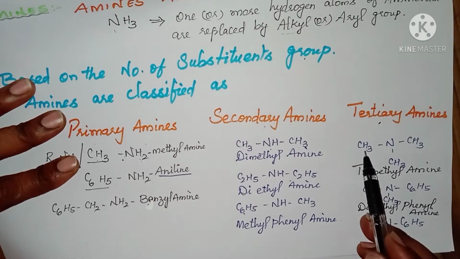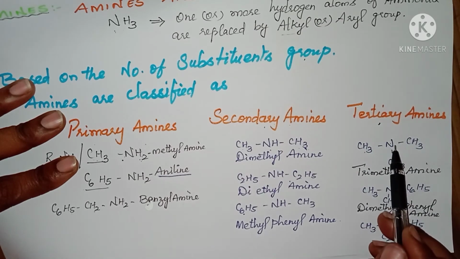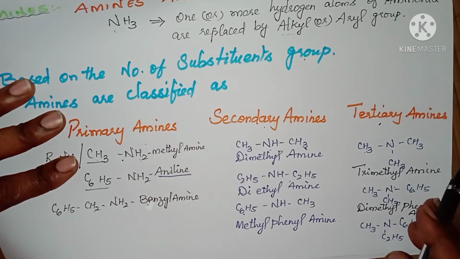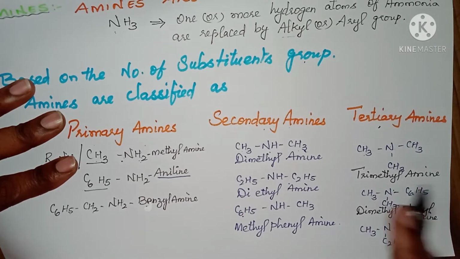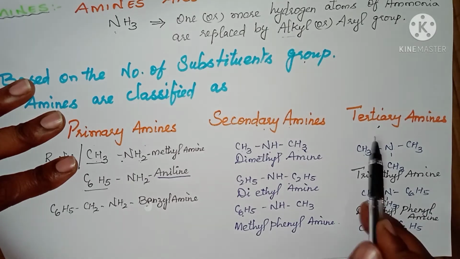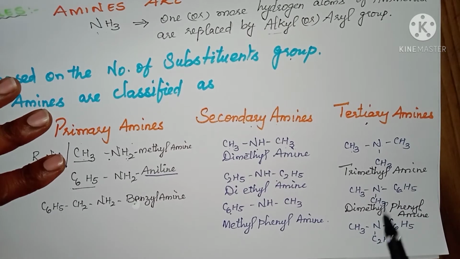Okay, here CH3, N, CH3, here also CH3. That means there is no hydrogen atom. Remember that for a tertiary amine, there is no hydrogen atom attached to the nitrogen. So that is called tertiary. You remember that trick, so you will come to know.